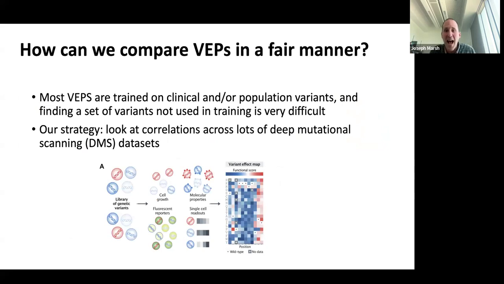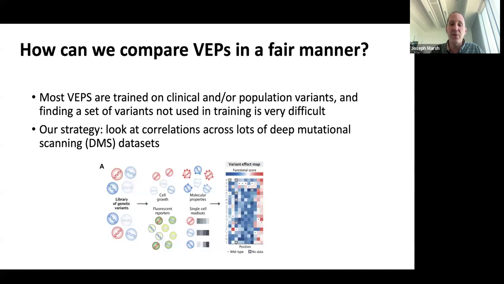So the question is then, how can we actually compare variant effect predictors to each other in a fair manner? And so as I said, most of these predictors are trained on clinical or population variants, and so finding variants that actually weren't used in their training is very difficult, especially if you want to compare a bunch of different methods. Often people don't report exactly what data they trained on, or finding a subset of variants that haven't been used in any of the methods that you're looking at can actually be incredibly difficult, almost impossible to do in a fair manner.